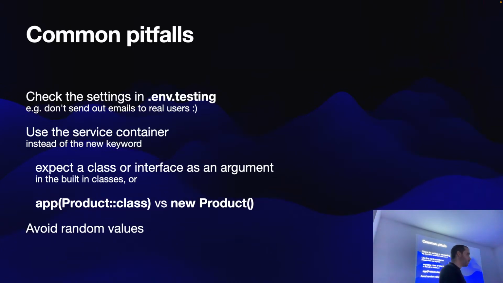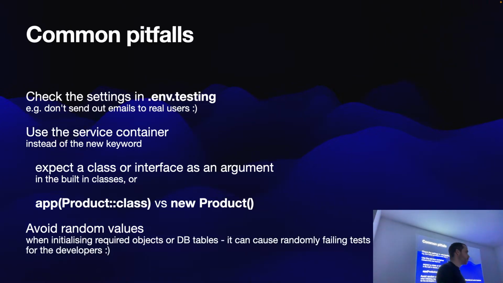And avoid random values when initializing your test suite. For example, you want to initialize some database data, some table data, you want to initialize some objects that you want to use in your test, and you add some random values here, and your test will sometimes work, sometimes don't. So it will cause some random failures and some random headaches for the developers as well. So avoid randomness in the test setup as much as possible.